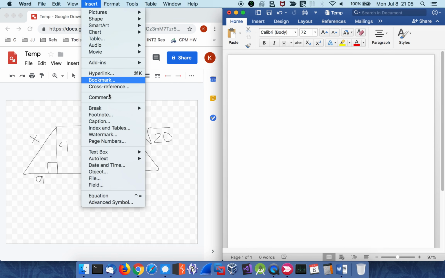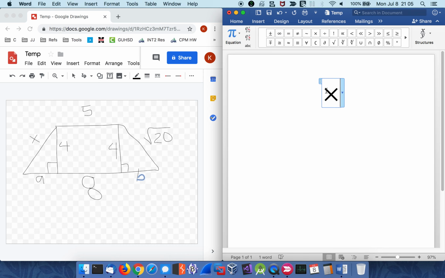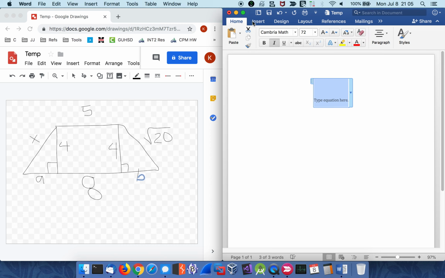Alright, now it's going to let me try typing my equation. Maybe. Okay, that's not what I wanted to do. Alright, so let's see, how do I change the font here? Let's change the font. Hopefully that's still readable.